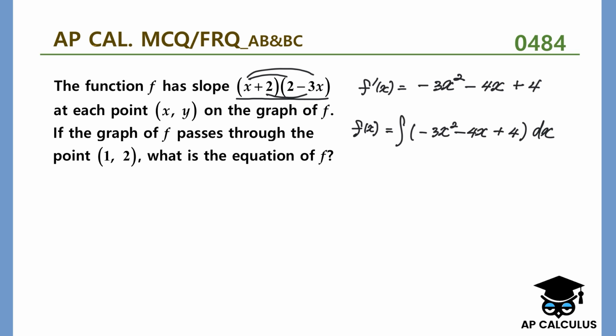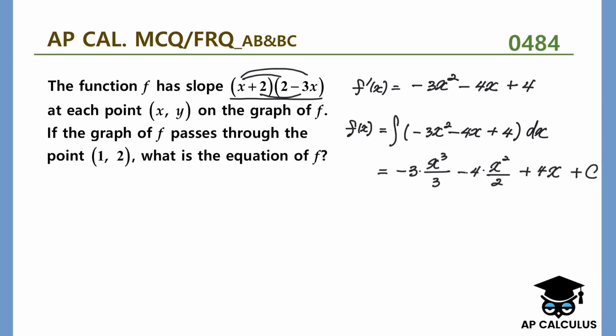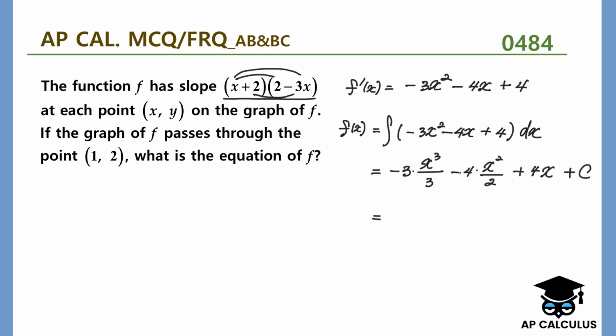And if we find the antiderivative of this f prime, that's going to be negative 3x to the 2 plus 1, 3, over 3 minus 4 times x to the 1 plus 1, 2, over 2 plus, we have constant 4, so we must have a 4x and plus a c, right? So if we simplify this, cancel this one out. This becomes 2, right? So negative x cubed minus 2x squared plus 4x plus c, right?